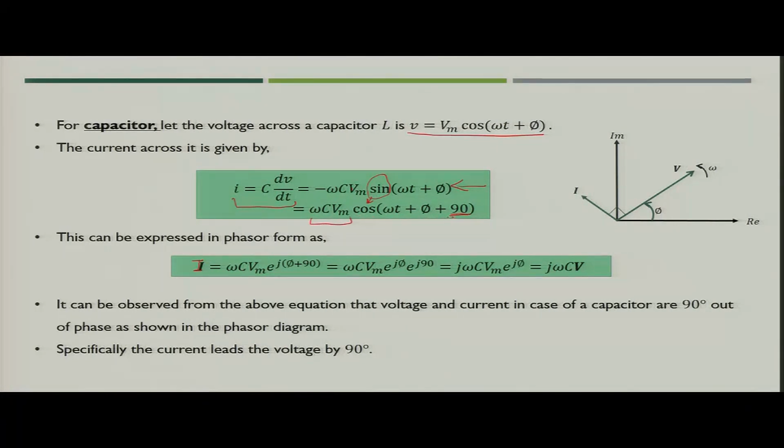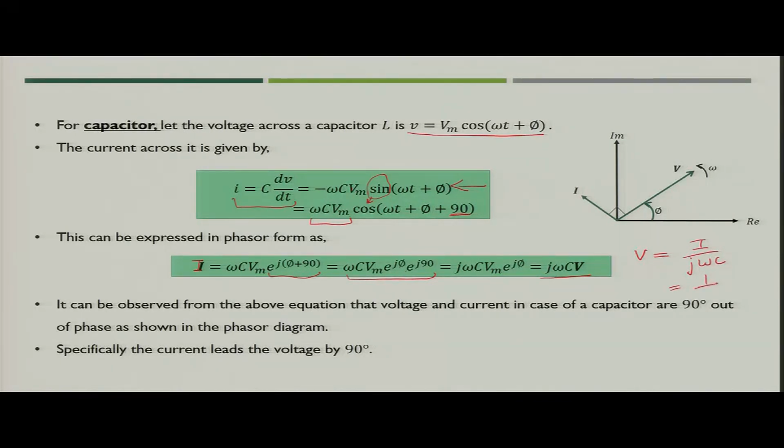Then cos(omega t plus phi plus 90) can be represented in Euler form as e to the power j(phi plus 90), and if you separate it, you will get omega C Vm e to the power j phi into e to the power j 90. If you simplify, you will simply get j omega C into V. So now if you write voltage V is nothing but I upon j omega C, what will happen?